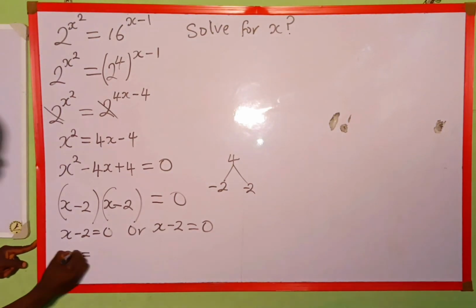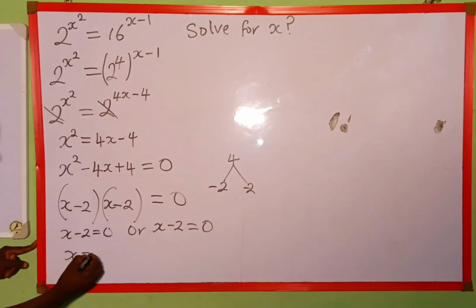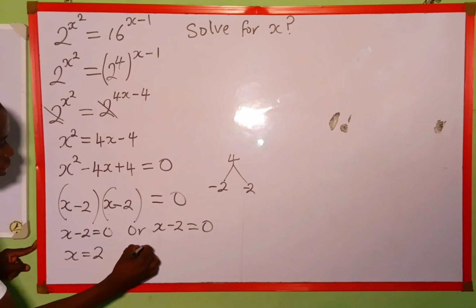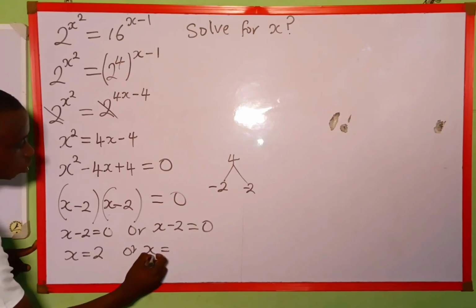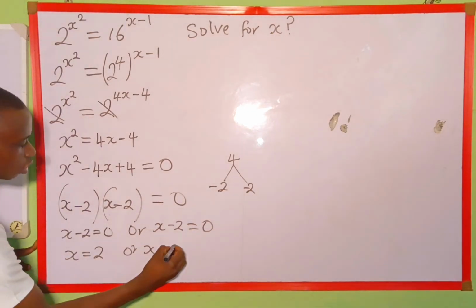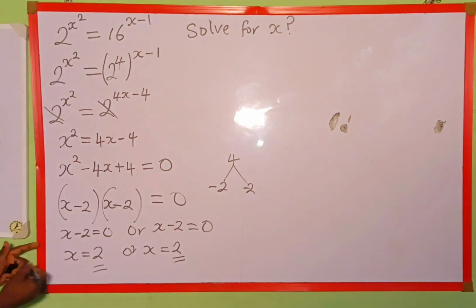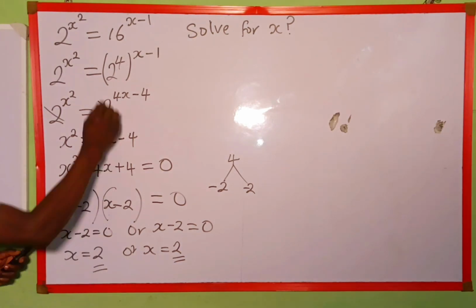Now x will be equal to, when we take this negative 2 to this side, it becomes positive 2, or x will be equal to positive 2 as well. So therefore 2 is the value of x that satisfies this exponential equation.